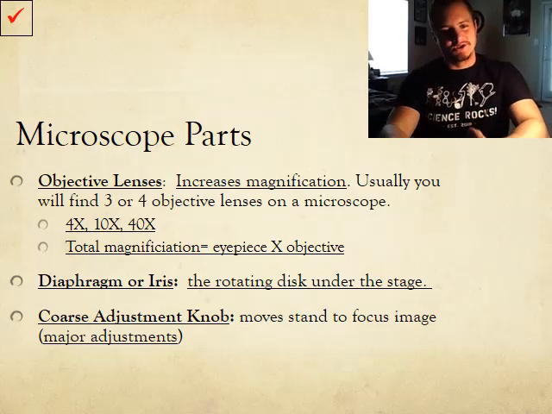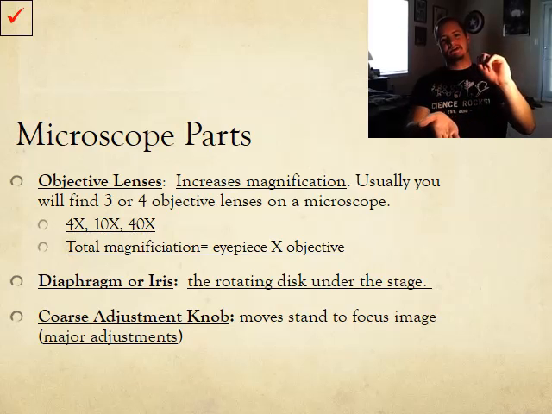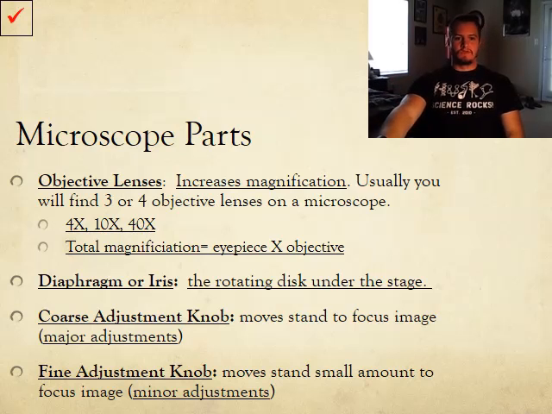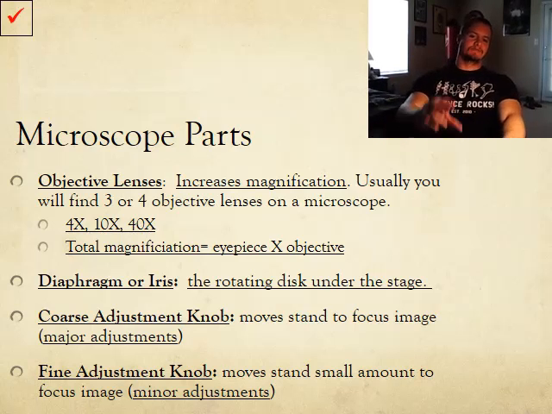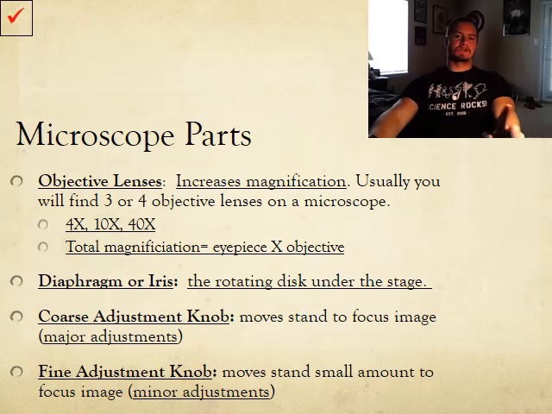We have the coarse adjustment knob, which moves the stand to focus the image. So what this does is it's going to move the stage closer or farther away from your lenses. These are used for major adjustments. Now the fine adjustment knob is going to be the smaller of the two knobs on the side of your microscope. This moves the stand a small amount to focus the image. Primarily used for minor adjustments and when you're using higher powers.